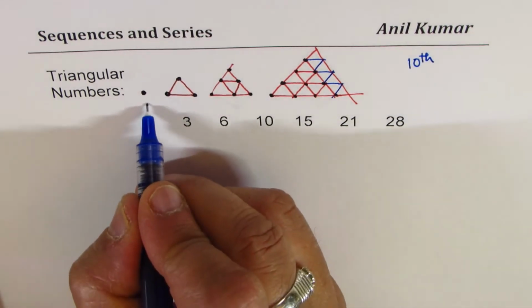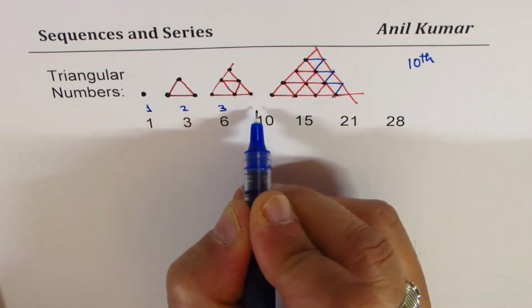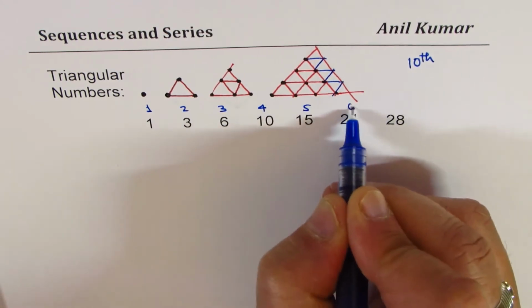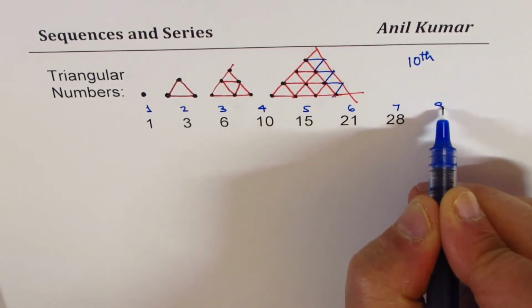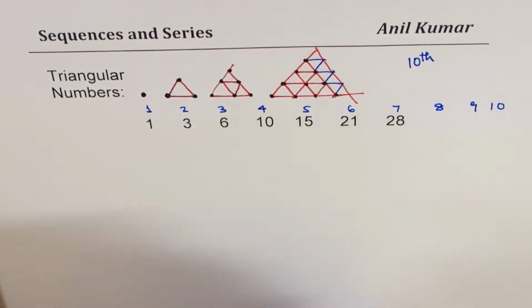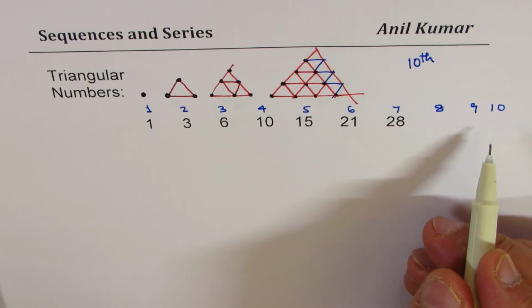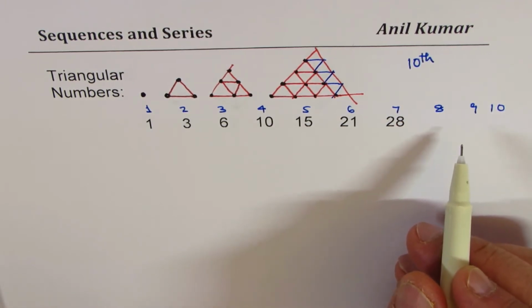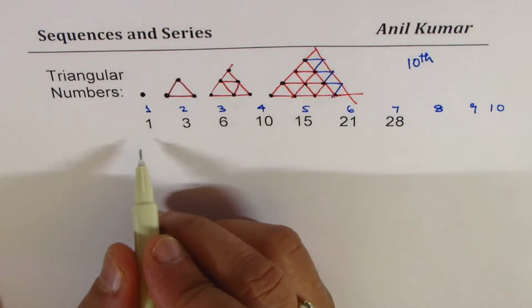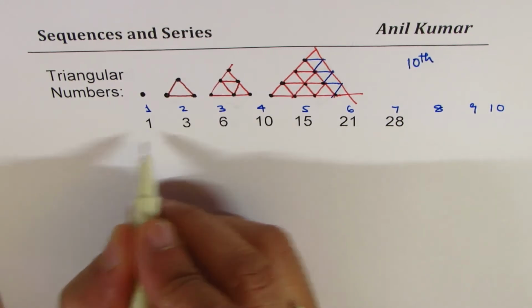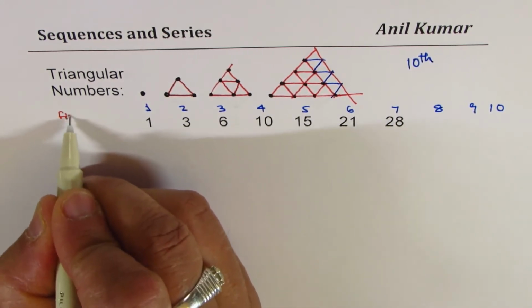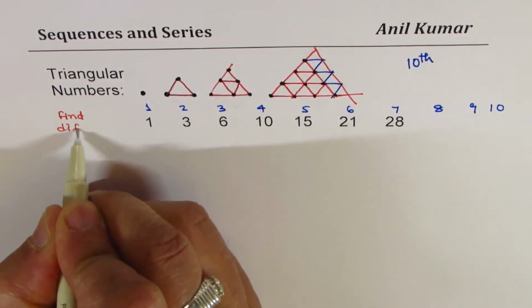So we already have first, second, third, fourth, 5th, 6th, 7th. So we need 8, 9, and 10. So how do we get that? Now this method of getting the 10th number is common to all the series which we'll be discussing here, right? So we call it the difference method. So we'll have to find the difference.